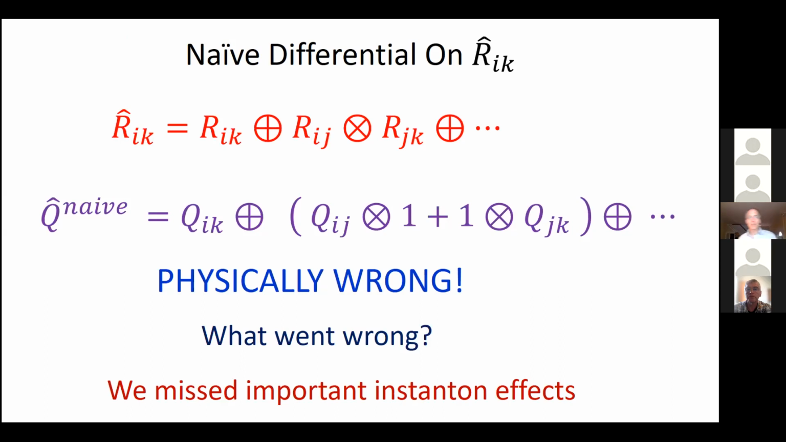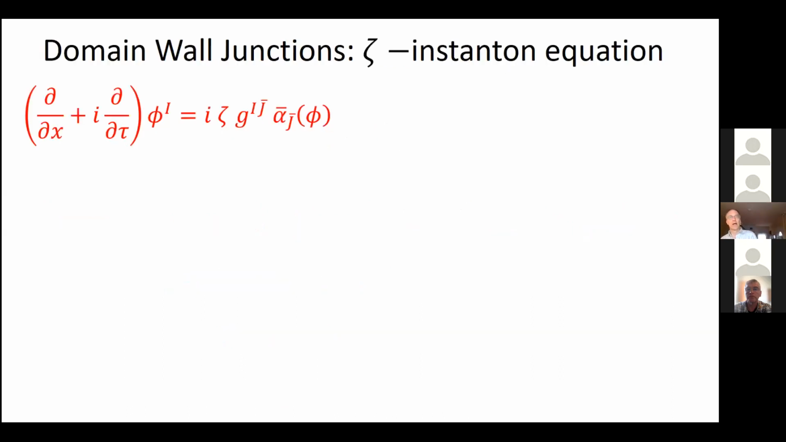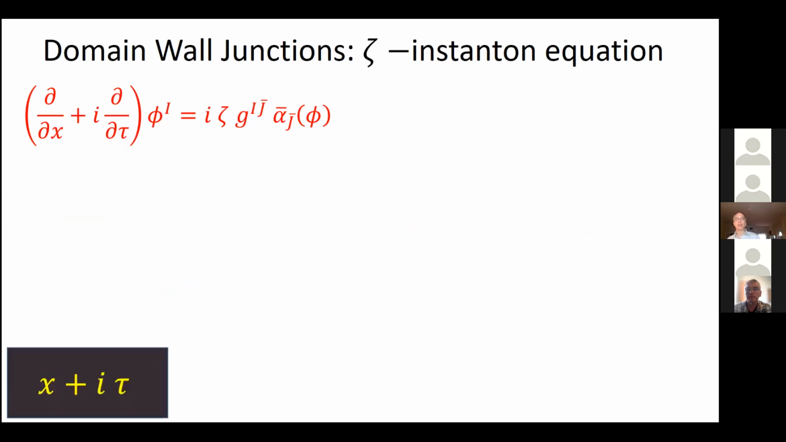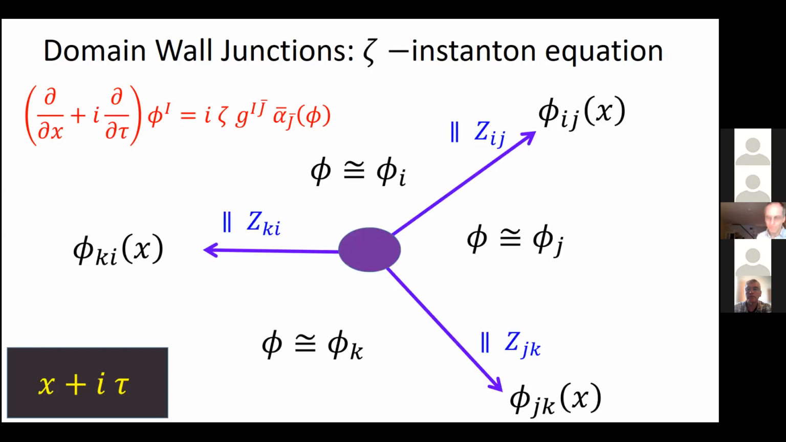So let me describe these instantons. They have to do with what are called domain wall junctions, solutions of the zeta instanton equations. So I've called for you here the zeta instanton equation. Zeta is any phase here. So it's an equation in the x tau plane. So now what we do is we're going to put boundary conditions on this differential equation in the x plus i tau complex plane. And I'll show you the first example, the first non-trivial example.